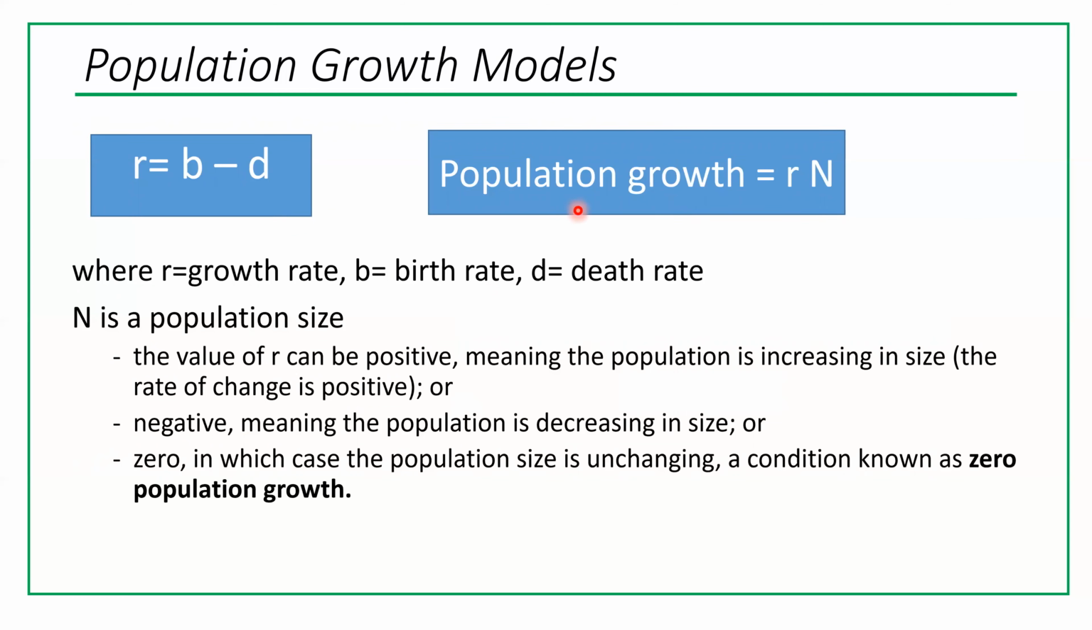So if this number is positive, then the population is growing. If this number is negative, the population is decreasing in size. And if it equals zero, then the population is stable, it's not changing, right? It's not growing and it's not getting smaller.